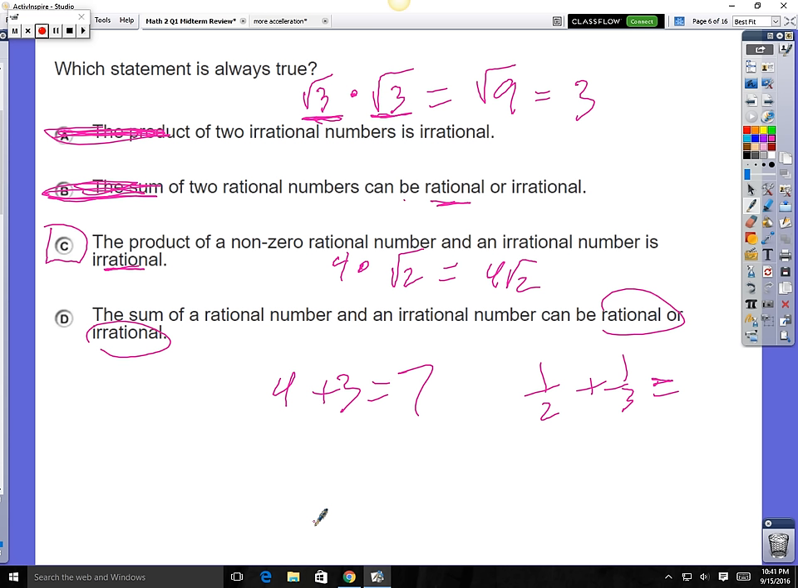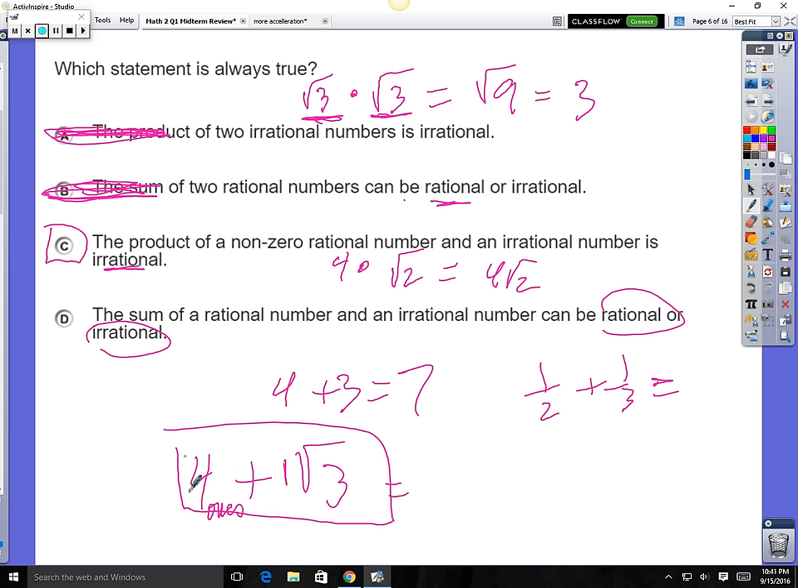That one's good. The sum of a rational, so let's pick 4, and let's add an irrational, square root of 3. If you add 4 and the square root of 3, they're not like terms, so your answer is just 4 ones and 1 square root of 3. If you add a rational to an irrational, it can be rational or irrational. This is irrational. D might be it.